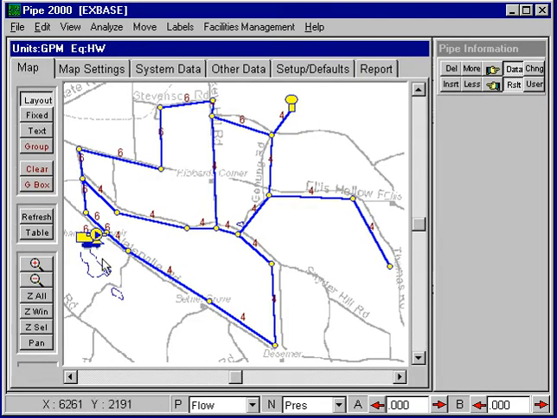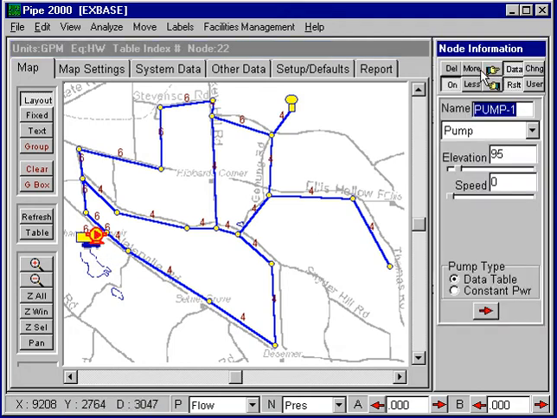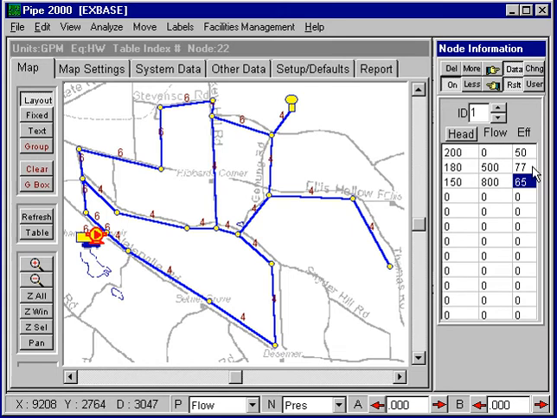Now a second thing we can do is we can do power costs primarily for extended period simulations. These are the costs of running the pumps. So in order to do that, we'll select a pump and let's look at some additional data. We have some efficiency data which will allow us to compute the cost of running the pump, because we can compute the efficiency of the operation of the pump.